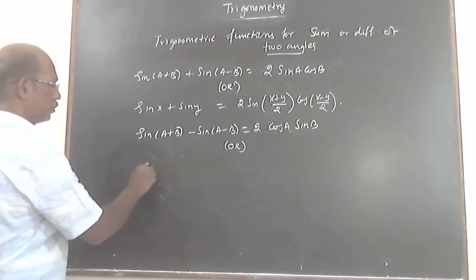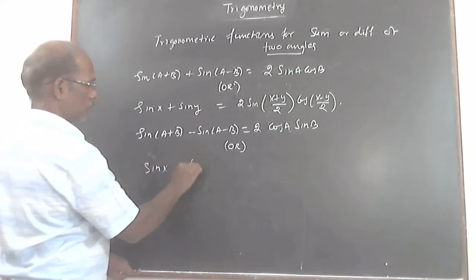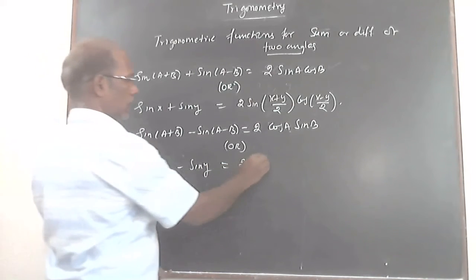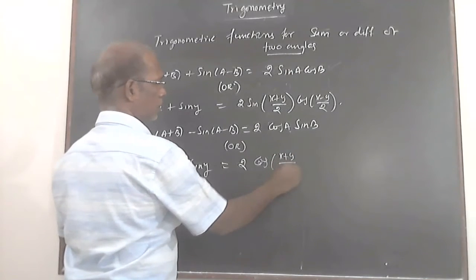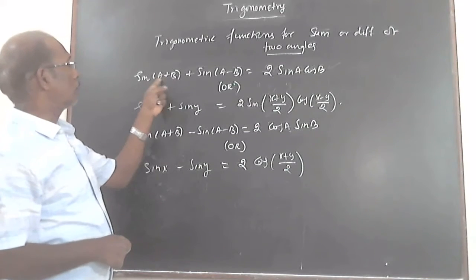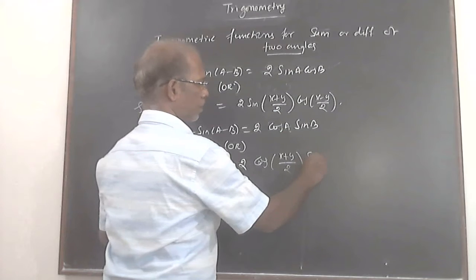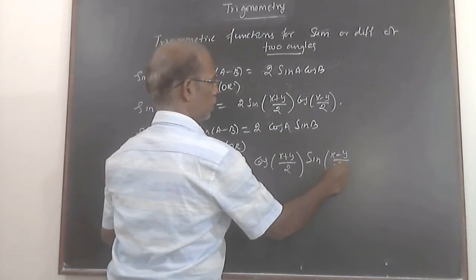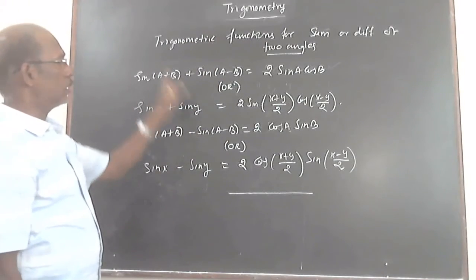sine x minus sine y will be equal to 2 times cos of the arithmetic mean, (x plus y) by 2, where a equals (x plus y) by 2, since x equals a plus b and y equals a minus b, and sine of b is (x minus y) by 2. Okay, this is for the sine combination, and copy it.